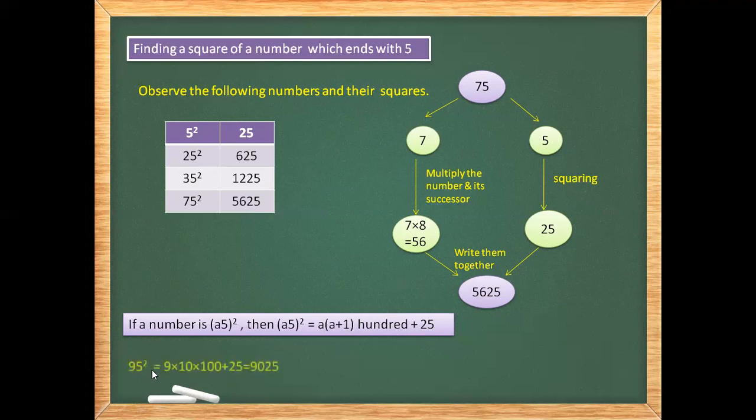See one more example. Suppose I want to do 95 square. Then using this formula, what is my a? My a is the number which is before 5. That means here it is 9 into (a plus 1). So what is a plus 1? 10. So 9 into 10 into 100 plus 25. So 9 tens are 90. 90 into 100 is what? 9,000. 9,000 plus this 25. So I got the square of this 95 as what? 9,025.